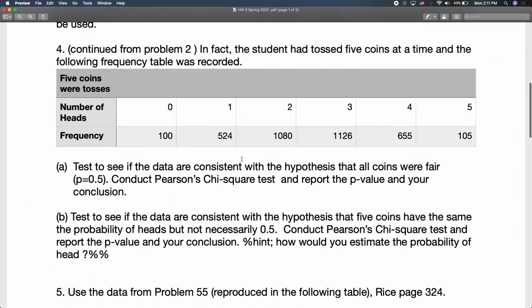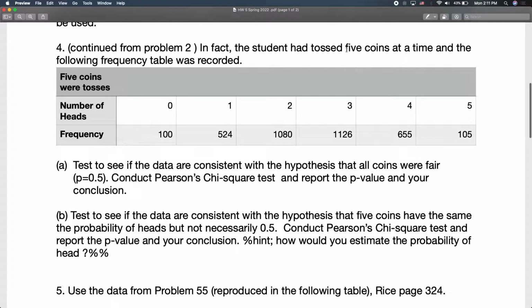Then for question 4, this time we have just 5 coins at a time. And this is the frequency. 100 times that all 5 coins land on tail, so 0 heads. And then this amount of occurrence for only 1 out of the 5 coins landing on heads, and the frequency for each of the possible outcomes.